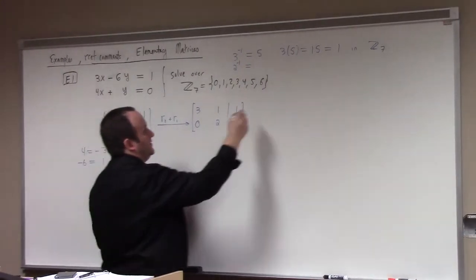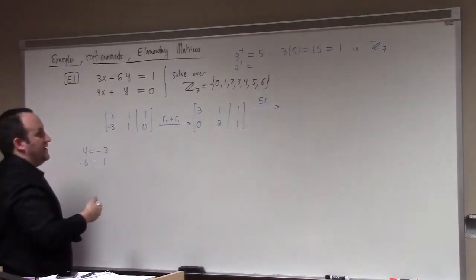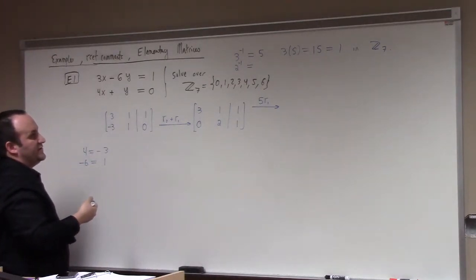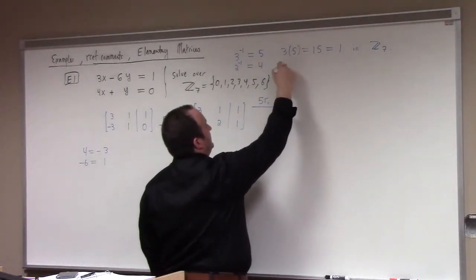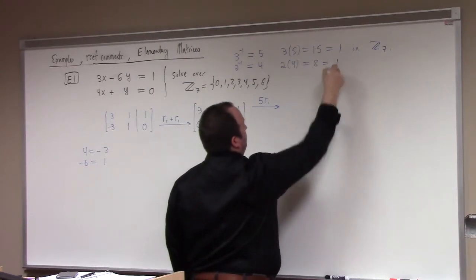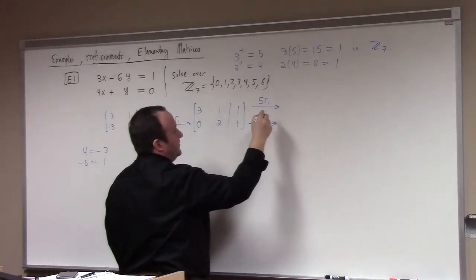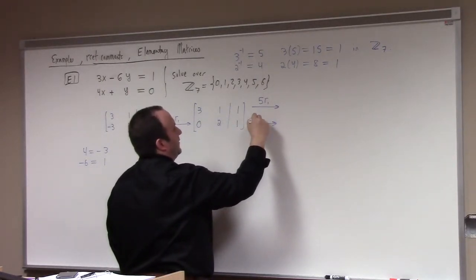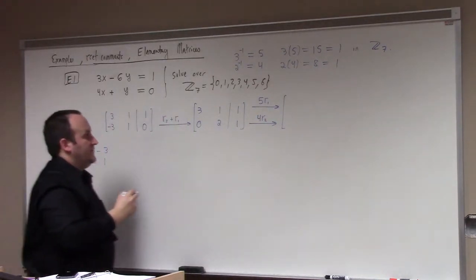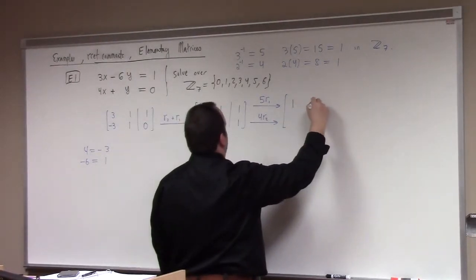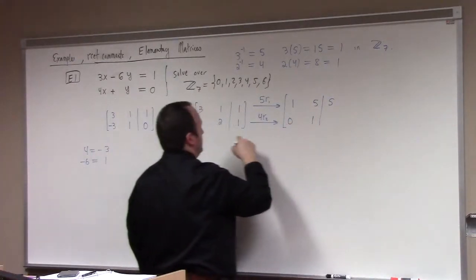So it looks like I should multiply the first row by 5 if I want to change that 3 into a 1. How about what's the multiplicative inverse of 2? What's that? A 4, yeah. Because 2 times 4 is 8, which is equal to 1 mod 7. So to make this 2 turn into a 1, I should multiply second row by, what did we decide? Oh, 4. 4 times row 2. So what's that give me? That gives me 1, 5, 5. And down here we get 0, 1, 4.